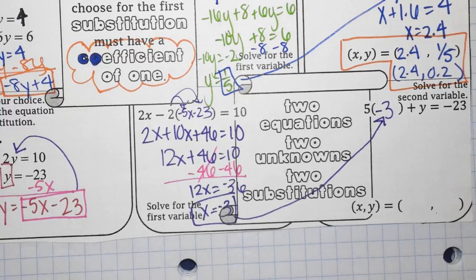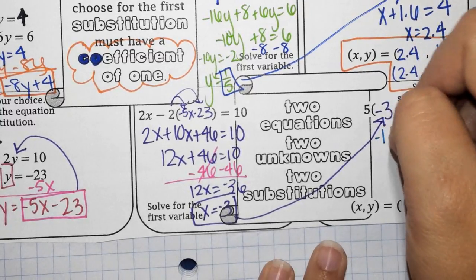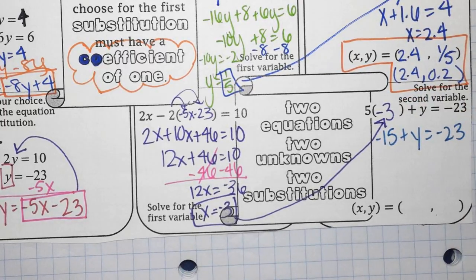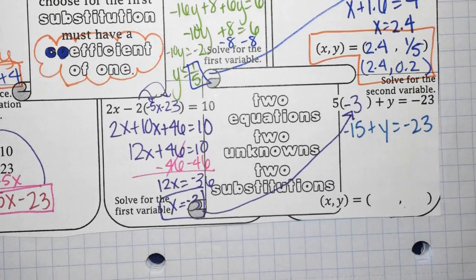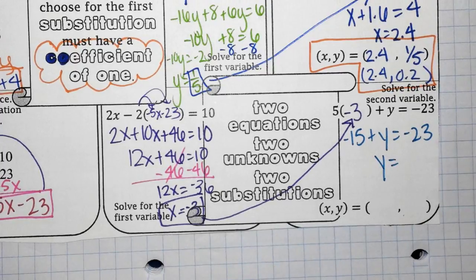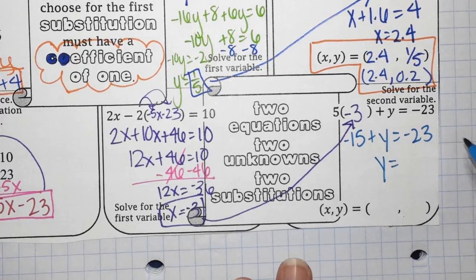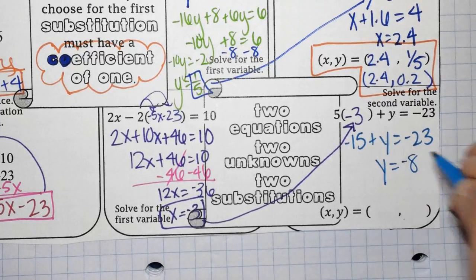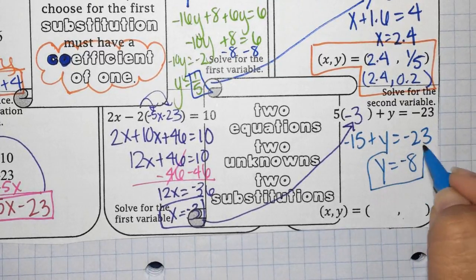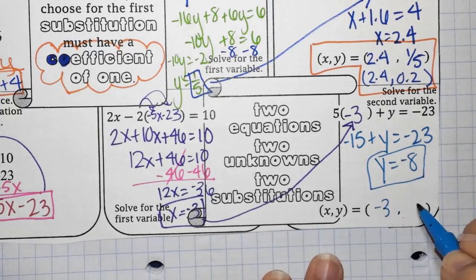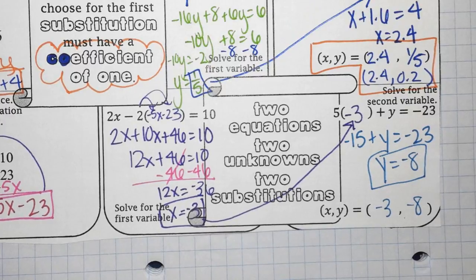What's 5 times negative 3? -15. What do I do from here? Add 15. What's negative 23 plus 15? Negative 8. And we have to write it as a coordinate, so what do I write first? Negative 3 and negative 8. See, you take a point. Ta-da, we're done.